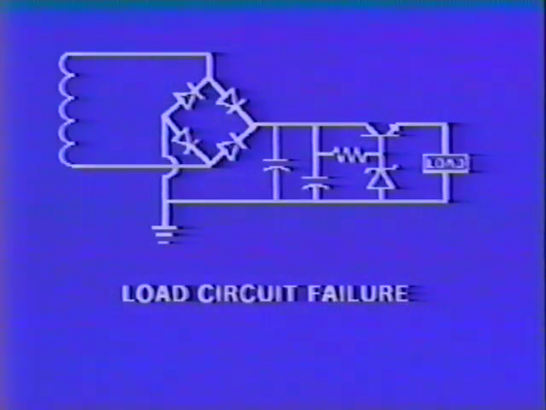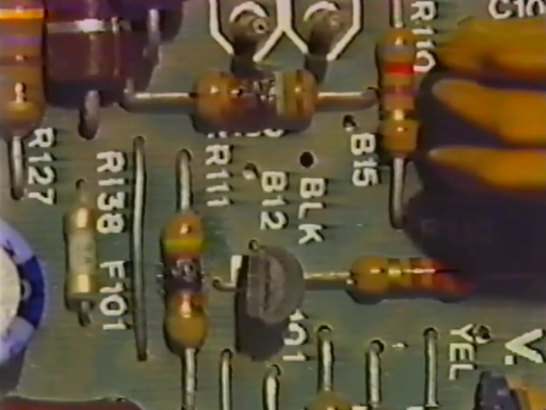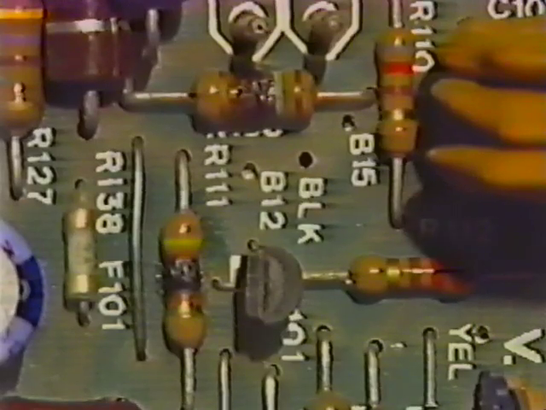The second possibility is a failure in one of the load circuits. Often the defective circuit can be identified by reconnecting only one circuit at a time to the supply. When the defective circuit has been identified, close inspection of the components may help identify the problem.